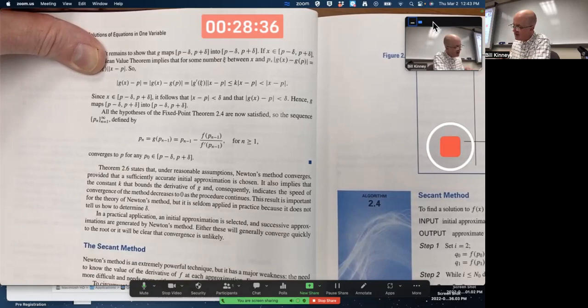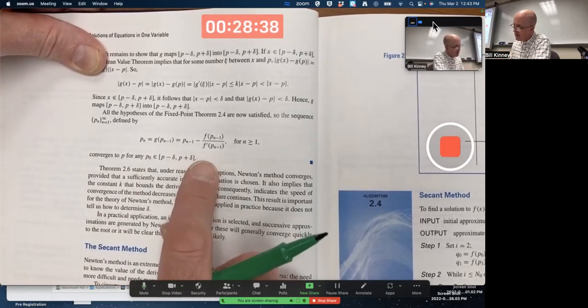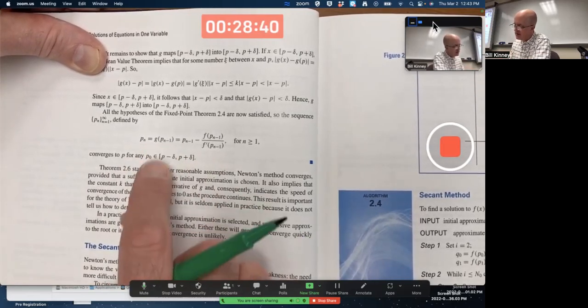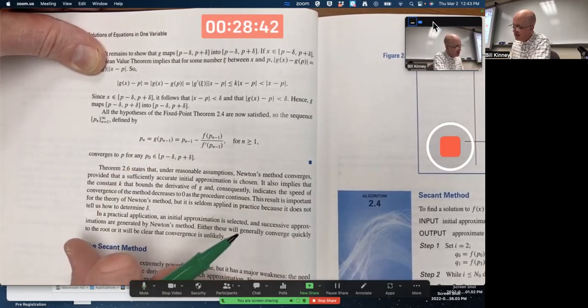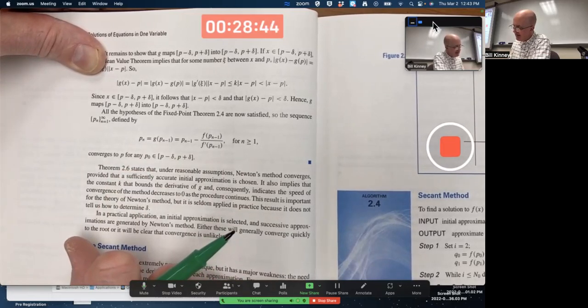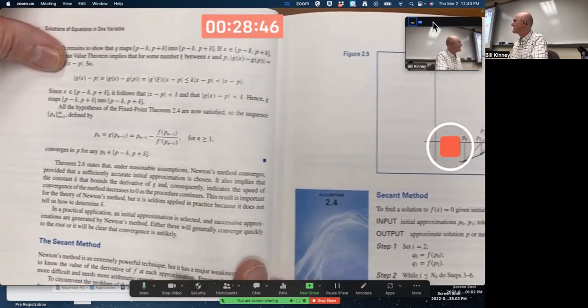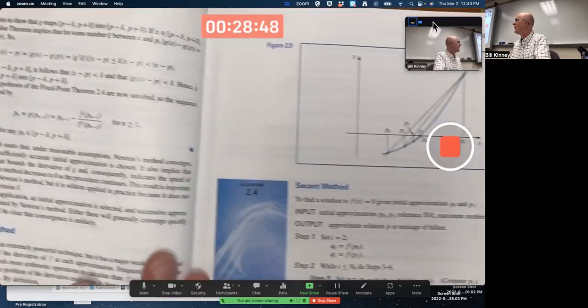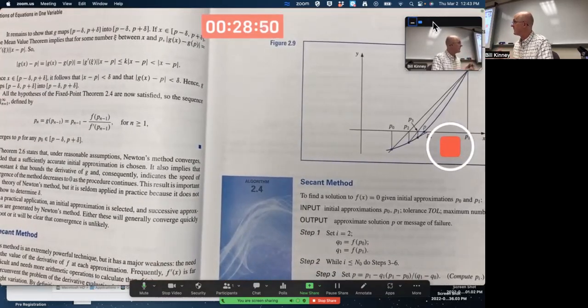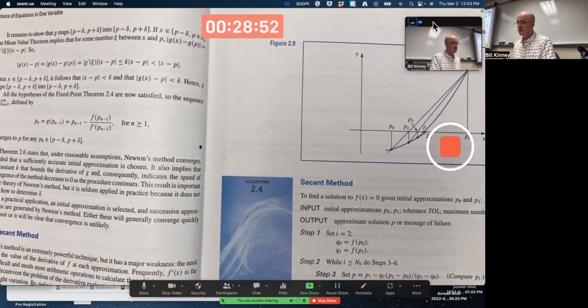Actually, it was more beyond the contraction mapping theorem. It was talking about when this kind of iteration generates a sequence that converges to the fixed point. All right, so that proves that Newton's method works under these conditions and works well, though your initial guess might have to be really close to the true answer.